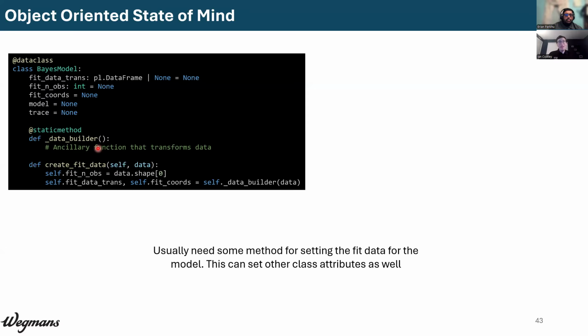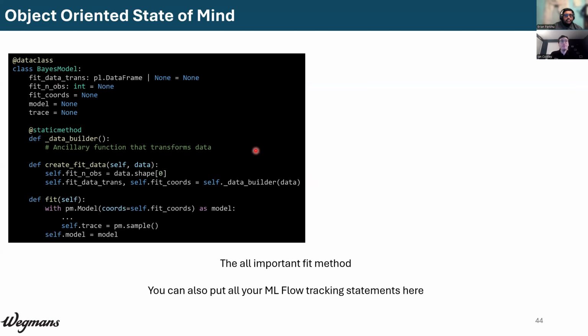Got to have a fit data method, right? You got to accept data in some way. And the first thing that we're doing is we're setting our attributes. And look at that, we're already using one of our little elf functions to start helping us out and build things out, which is our ancillary data builder method. So that's how we're going to set our data for the Bayesian model object to further learn.